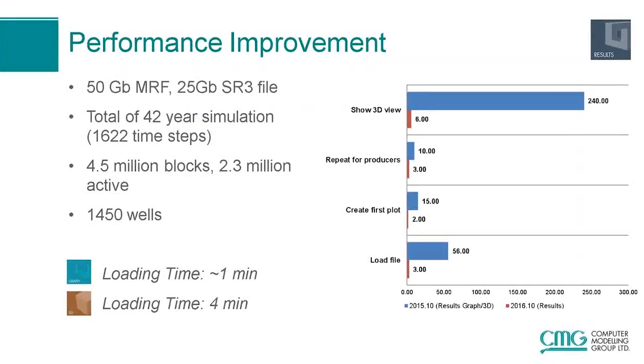In addition to those speedups, the first plot creation time and the repeat plot for producers decreased from 10 to 15 seconds to just 2 or 3 seconds. These are just a few examples of functions that have been sped up inside of the new results. This type of improvement can be noticed everywhere in the new results because we have improved even the smallest little things to ensure that this software is as robust as possible. And again, when I go through the demo, you'll definitely be able to see that.